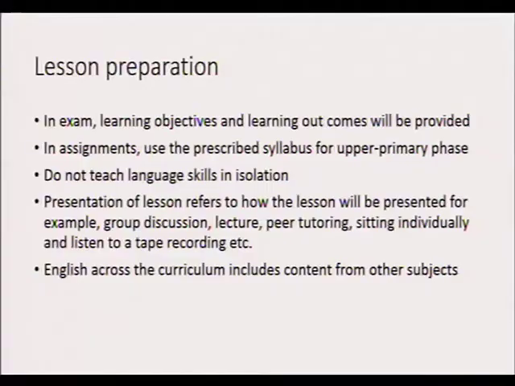And the last point there is English across the curriculum. That is also part of the lesson plan. And that includes content from all other subjects or all other areas. In an English lesson, you can add content from natural science, for example, or content from social studies, or content from mathematics. So you can take any content and use it for your English lessons. So if you are teaching learners, for example, to read, you can use a text from social sciences. That's what English across the curriculum means.